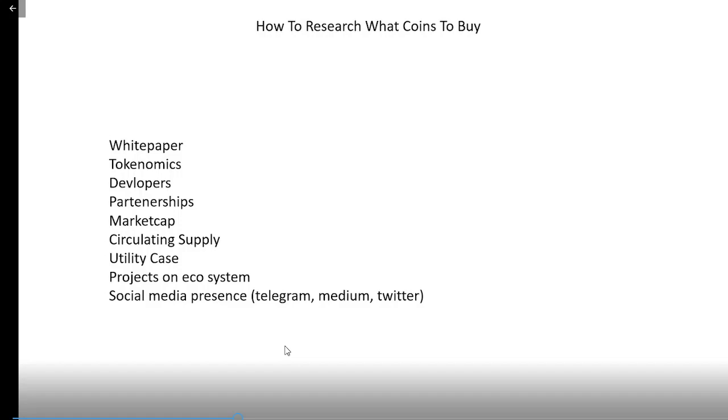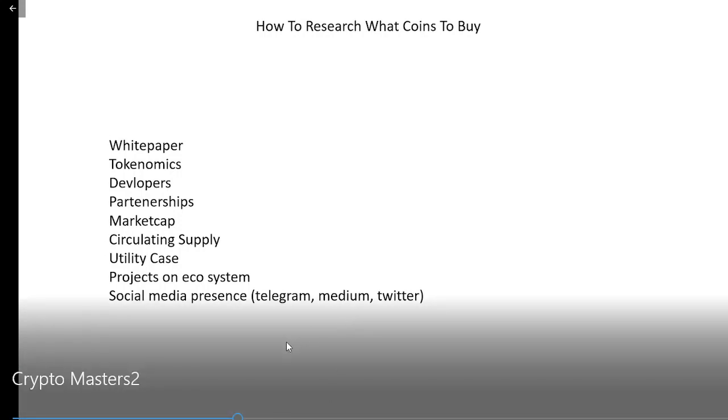Nine, a social media presence such as Telegram, Medium, or Twitter. They must have those three: Telegram, Medium, and Twitter. Otherwise, chances are it could be a scam coin, and chances are it could be a rug pull. So make sure that it has those three social media presences, and make sure that they're active on them.